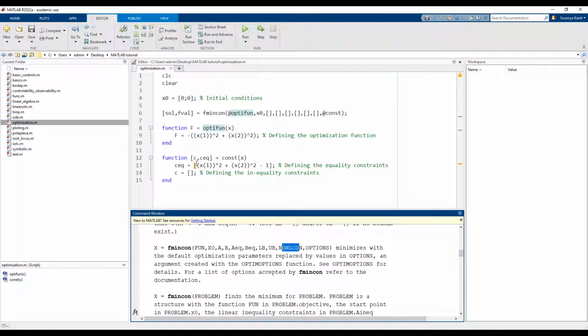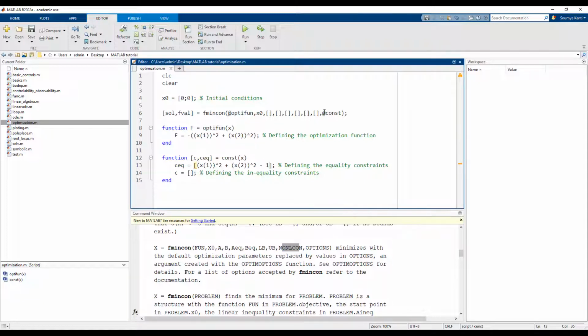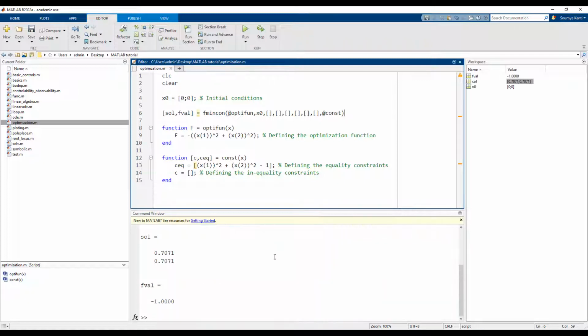Here we have non-linear equations, so we define the constraint as a function called C1st. Its outputs are C and Ceq, where C is the inequality constraint and Ceq is the equality constraint. We have defined x square plus y square minus 1 equals 0. There are no inequality constraints, so that is kept blank. Now if I run this, you can see this is the solution.